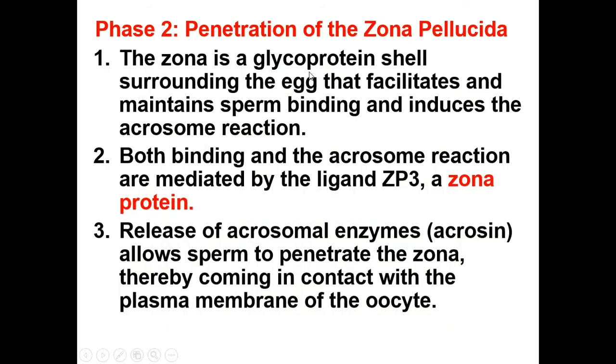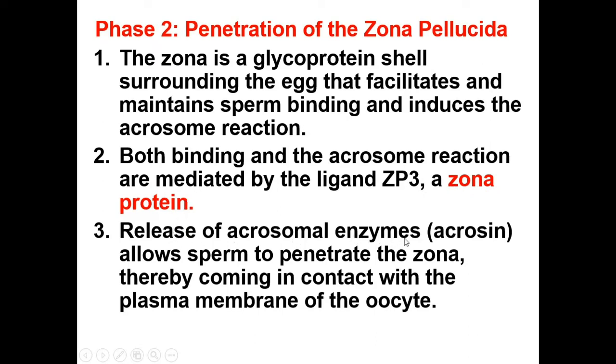So in phase 2, penetration of the zona pellucida. Zona pellucida is a glycoprotein layer. I have already told you it is secreted by the ovum itself and by the granulosa cells, and it surrounds the ovum and facilitates and maintains the sperm binding, induces the acrosomal reaction. Both binding and the acrosome reaction are mediated by the ligand ZP3. These are the receptors which are present on the zona pellucida. ZP3 is a zona protein.